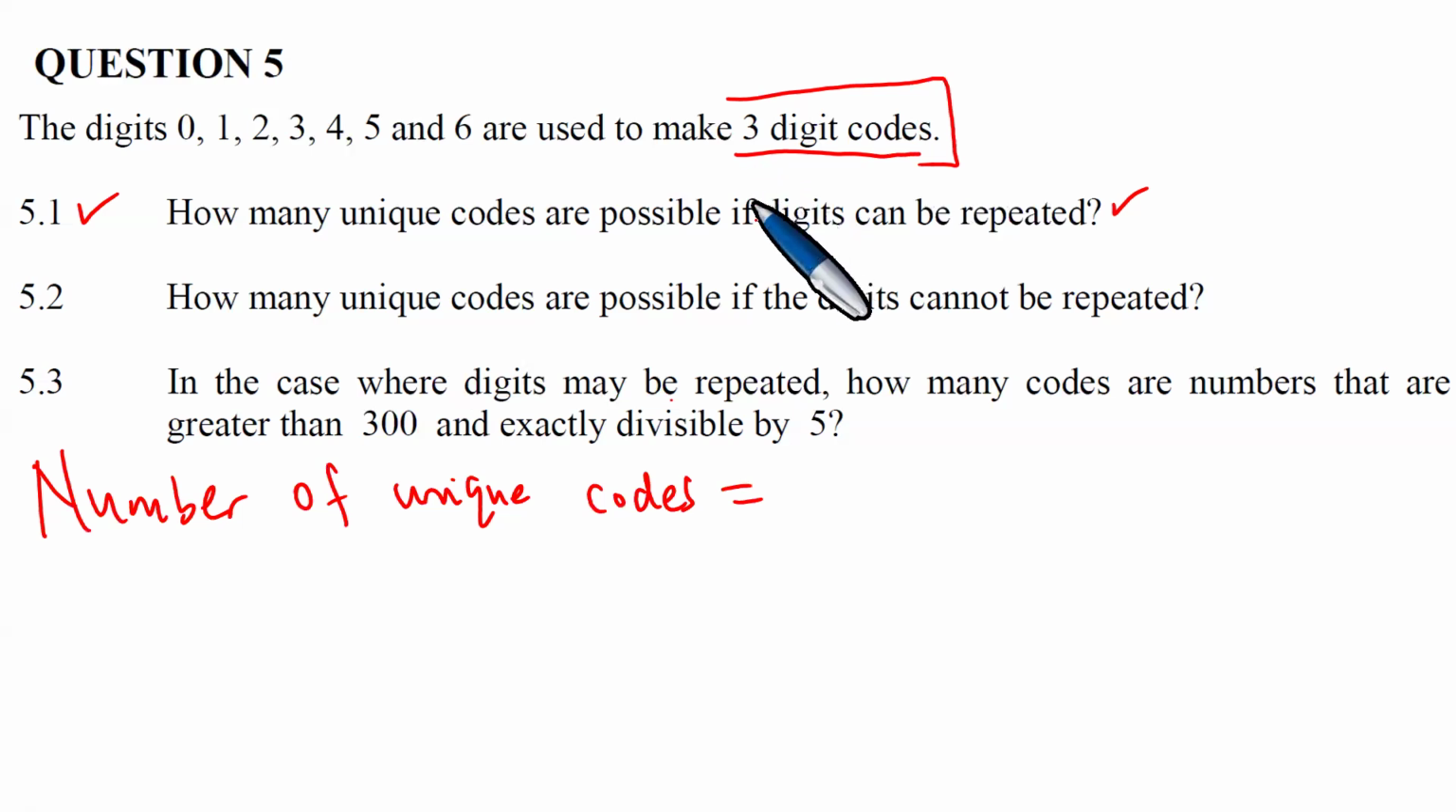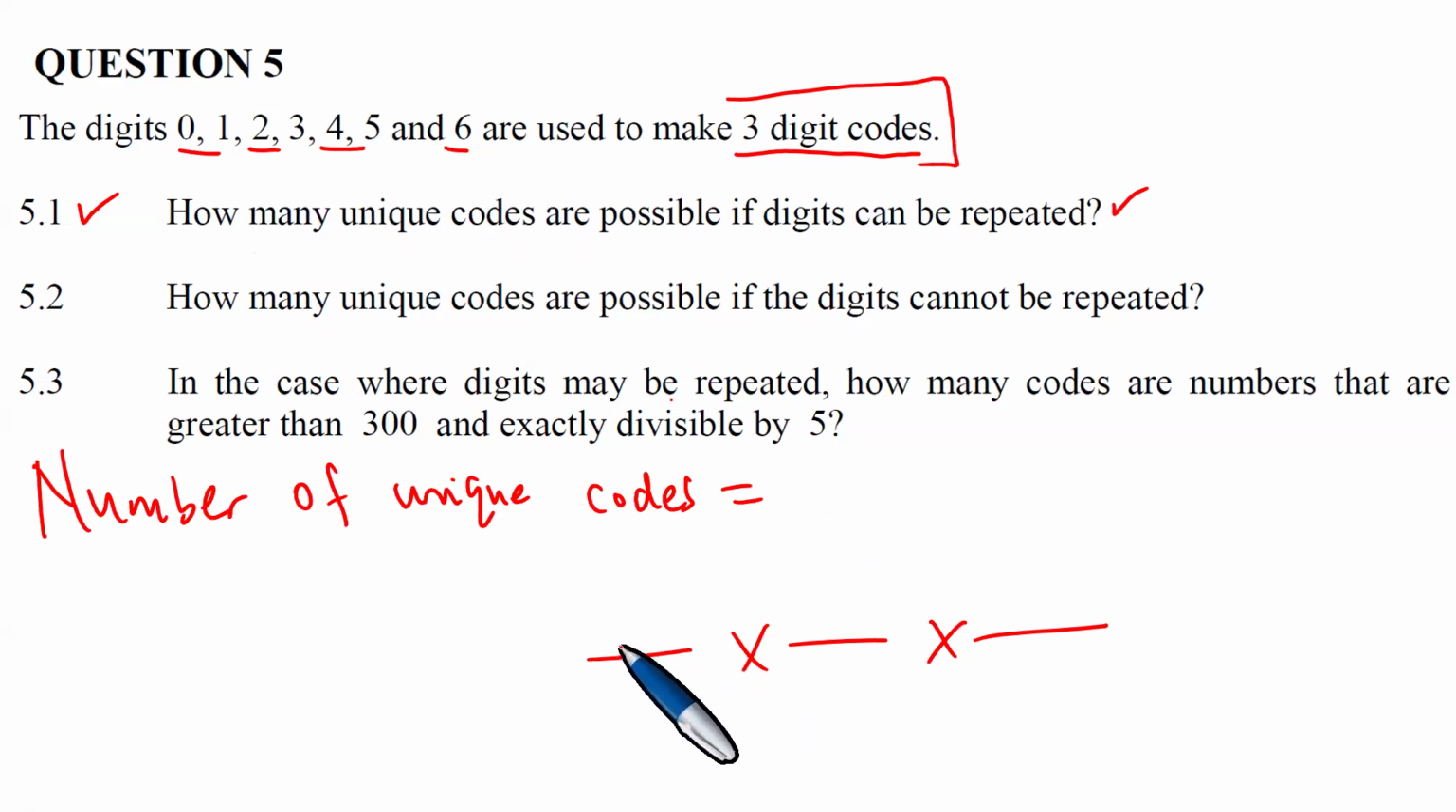3-digit codes. So if you're dealing with a 3-digit code, it means you're going to have three positions. Remember, these are codes, not numbers. Dealing with codes is different from dealing with numbers. Codes can start with a 0, meaning that if we are to deal with the codes, we have 7 choices to make for the first digit. We can start with 0, 1, 2, 3, 4, 5, or 6.